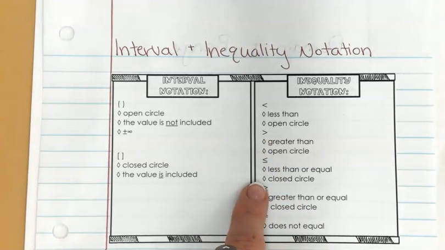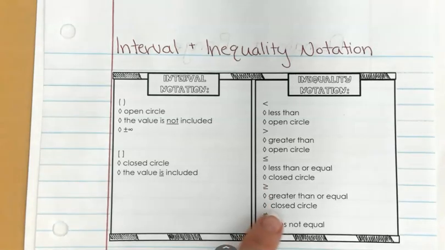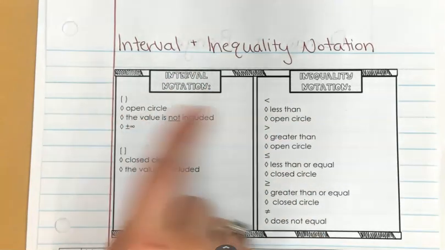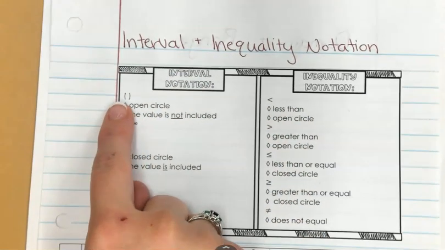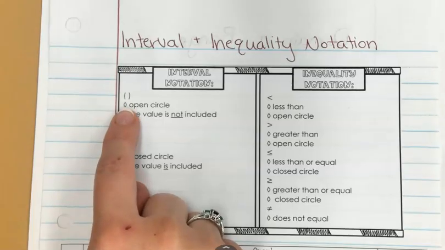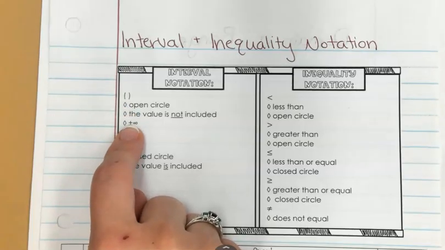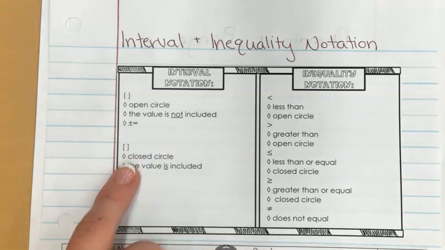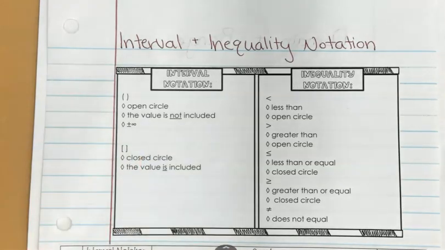When we say less than or equal to, that's when we do underline it, and we would have a closed circle. Same with greater than, and then this symbol, an equal sign with a dash through it, represents does not equal. So vice versa with our interval notation, when we use parentheses, that means we have an open circle, the value is not included, or anytime we're using infinity. And then we use brackets if we have a closed circle or when the value does get to be included.